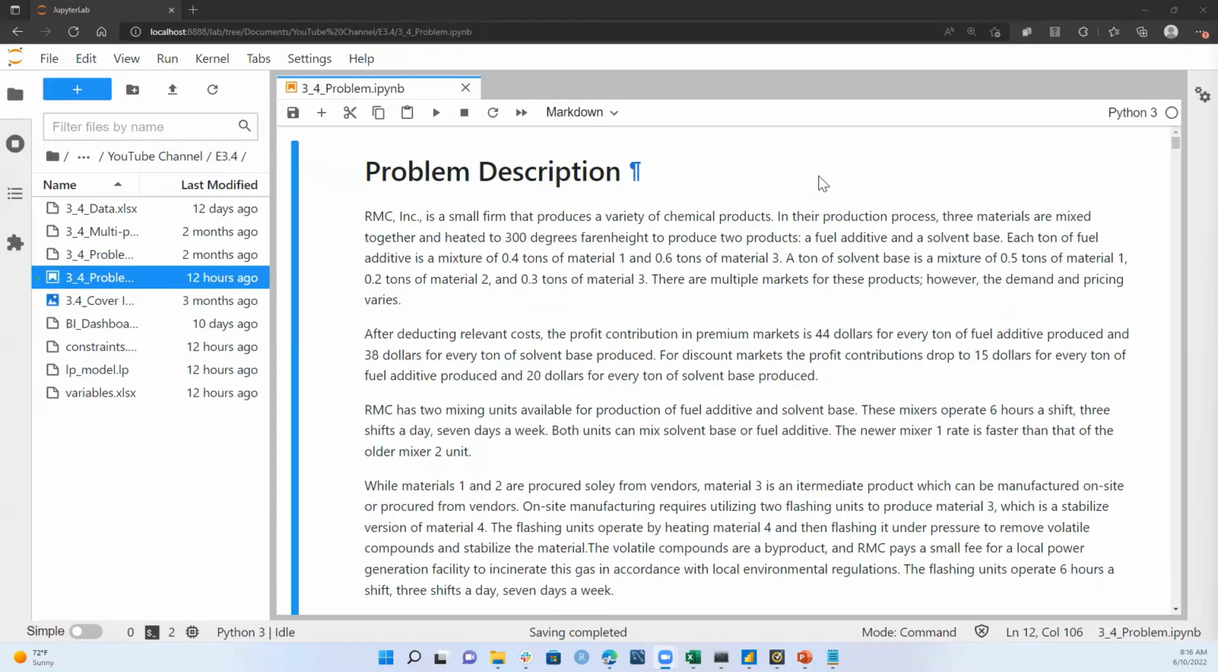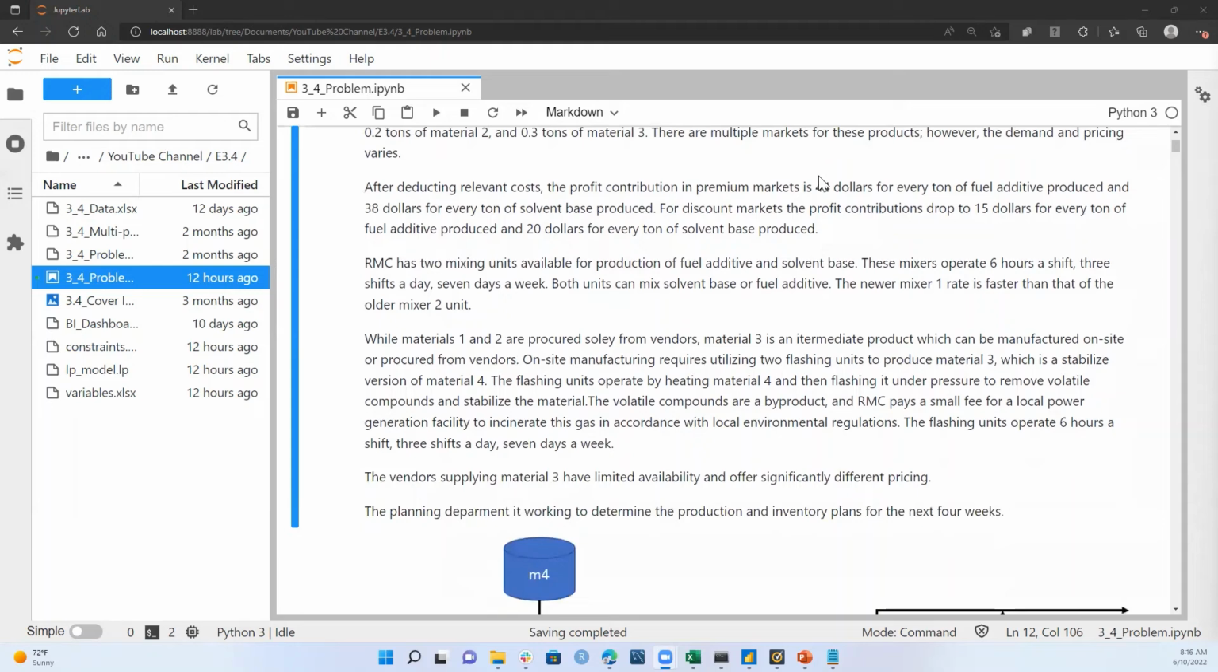There are multiple markets for these products, however, the demand and pricing varies. After deducting relevant costs, the profit contribution in premium markets is $44 for every ton of fuel additive produced and $38 for every ton of solvent base produced. For discount markets, the profit contributions drop to $15 for every ton of fuel additive produced and $20 for every ton of solvent base produced.